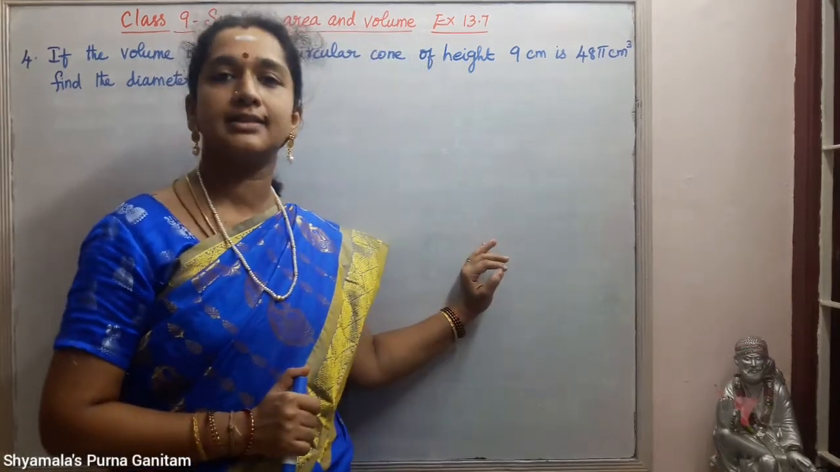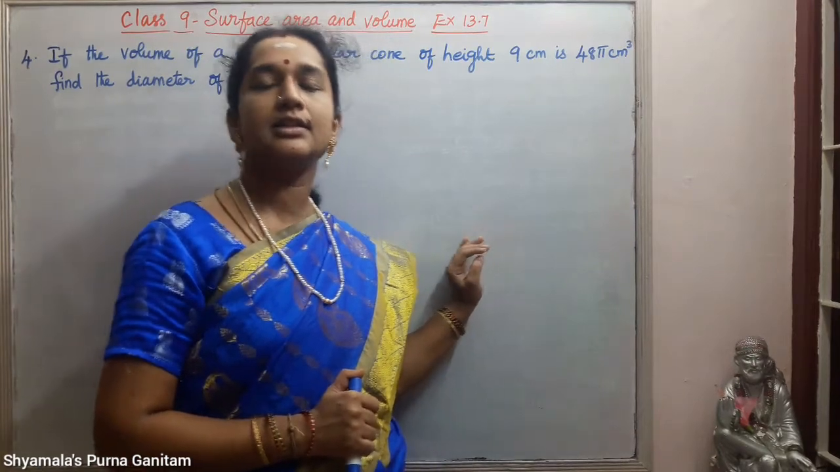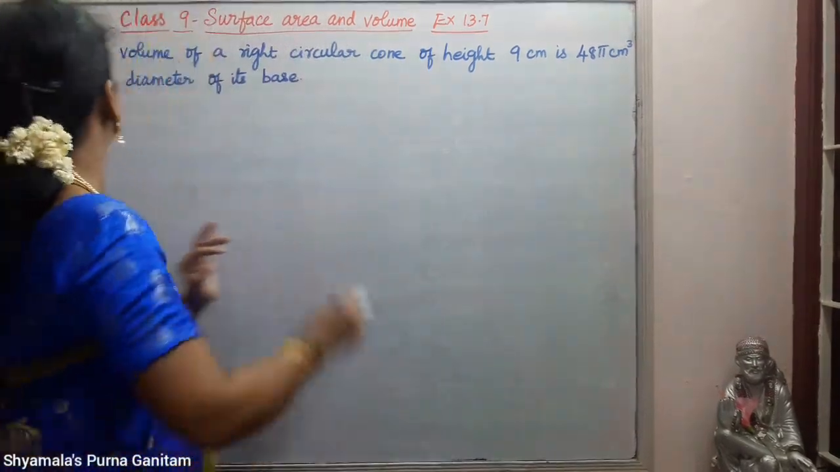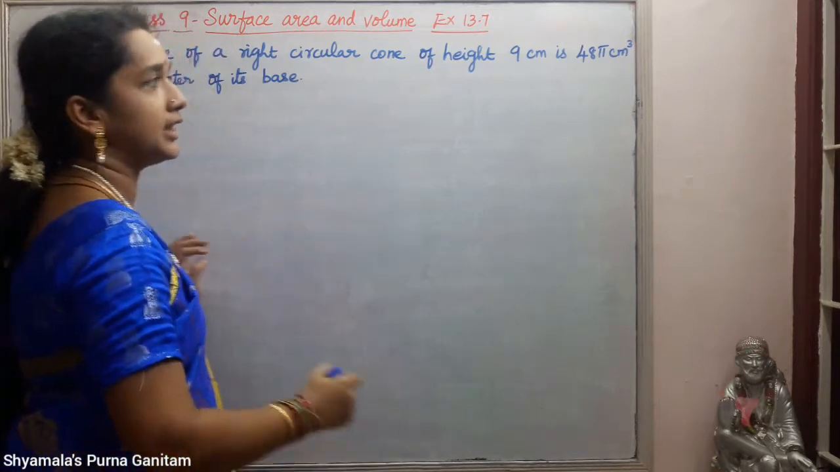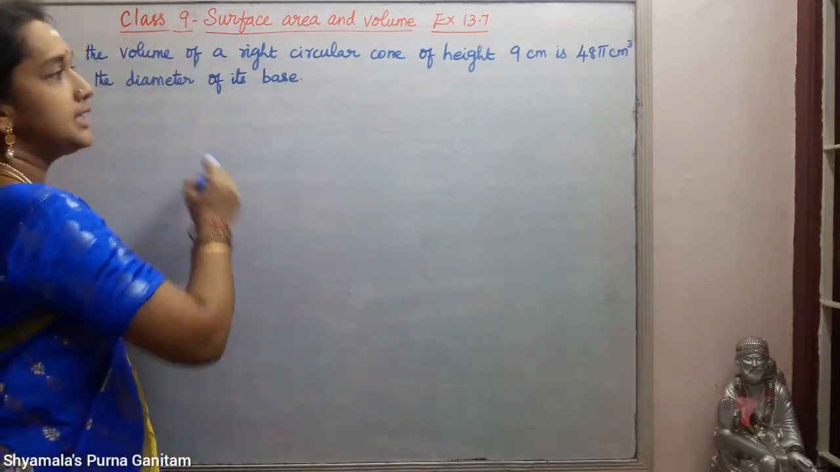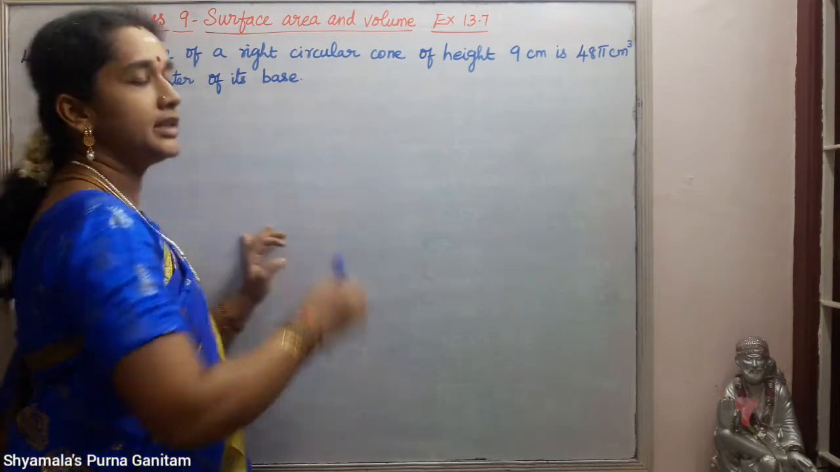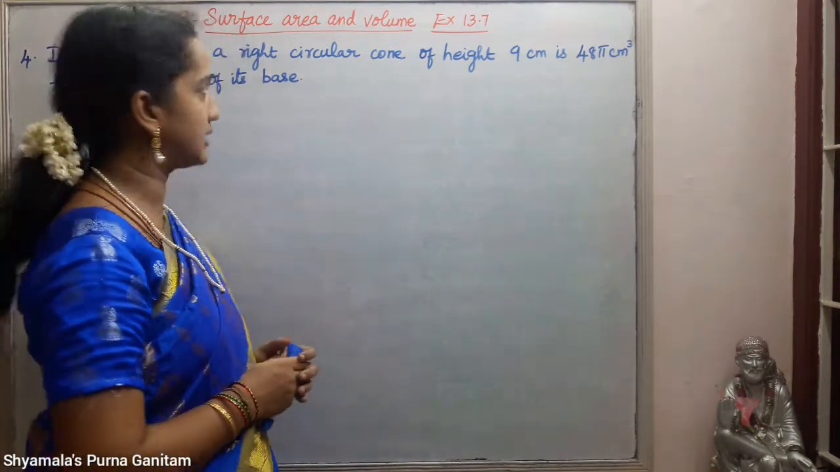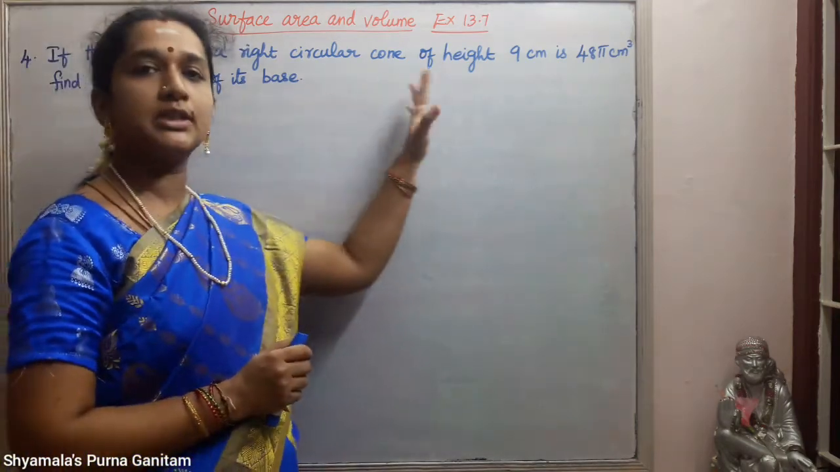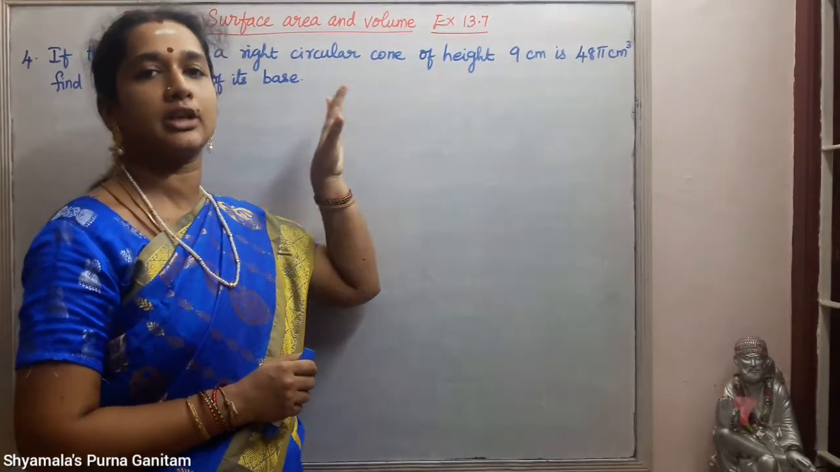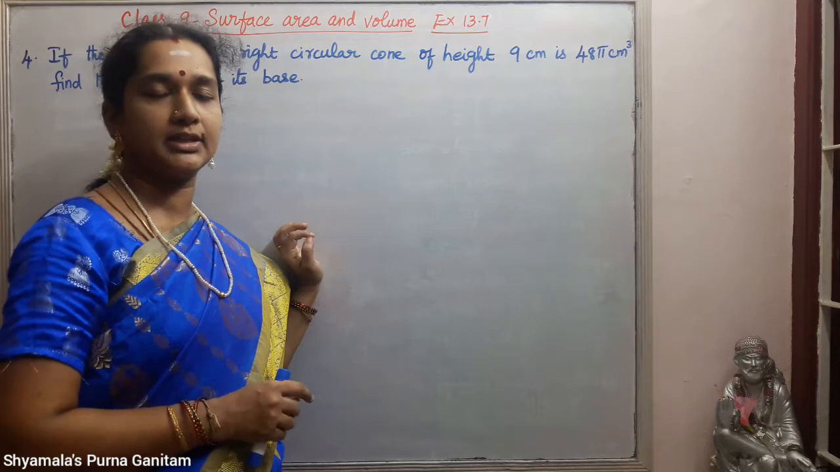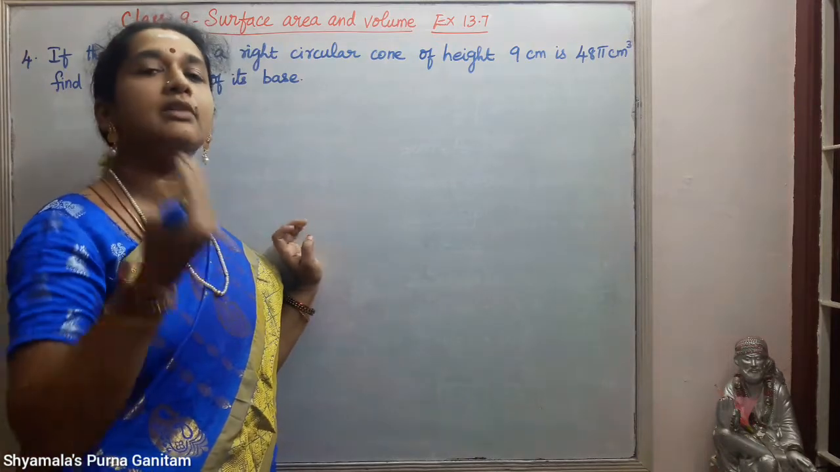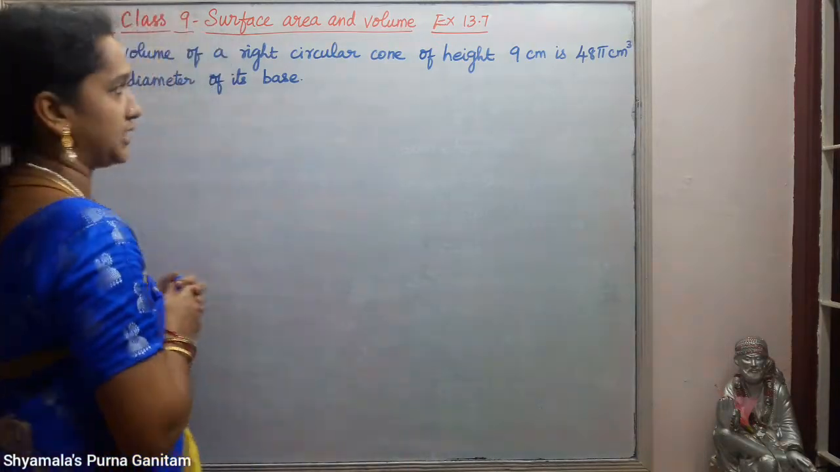Already I have completed 6 exercises. In the 7th exercise, I will continue with the 4th sum. If the volume of a right circular cone of height 9 cm is 48 pi centimeter cube, find the diameter of its base. So here volume is given and height is given for a right circular cone. We are asked to find the diameter of the base. So we will find the radius first, then we will find the diameter of that.